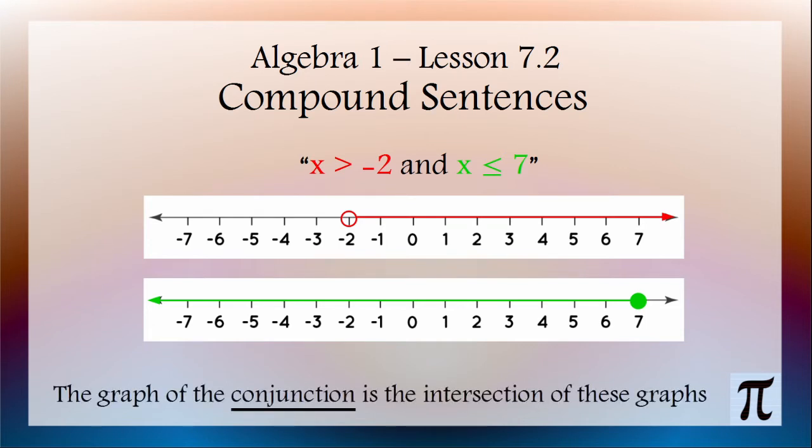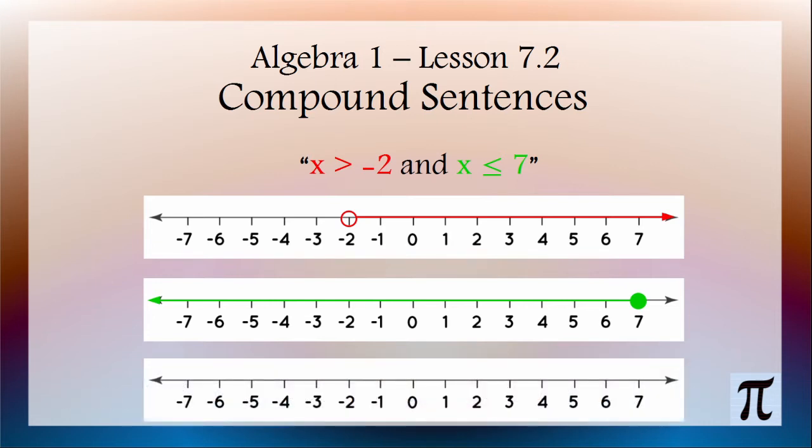The graph of the conjunction is the intersection of these graphs. In other words, the intersection, where two things are common, would be the conjunction. So to graph it, we need another number line. Let's put down a third number line here. This purple line is the conjunction. It's where the two statements are true together. x is greater than negative 2 and x is less than or equal to 7. So the purple line with the hollow circle on negative 2 and the filled in circle on 7 is the graph of this conjunction.